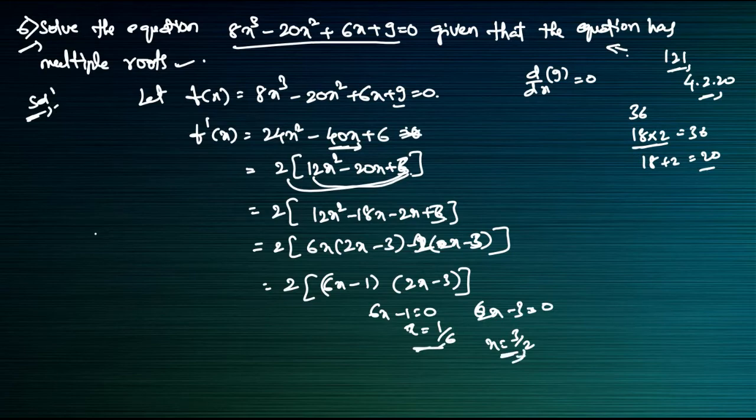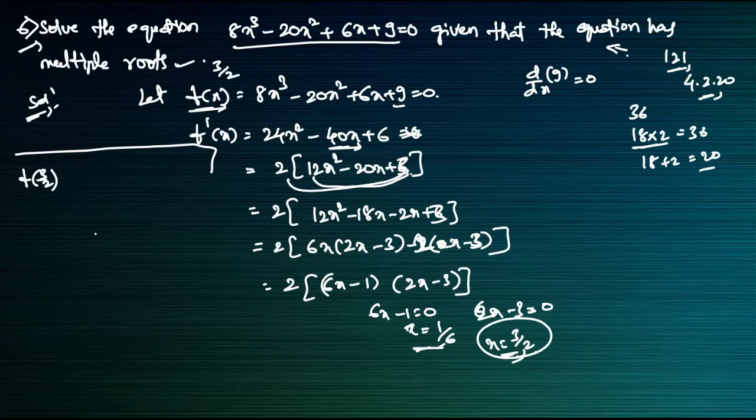Now if I substitute 3 by 2 into the f of x equation, what will the answer be? Now f of 3 by 2. We will think that x is 3 by 2 is a factor. So f of 3 by 2 will become 8 into 3 by 2 whole cube minus 20 into 3 by 2 square plus 6 into 3 by 2 plus 9.